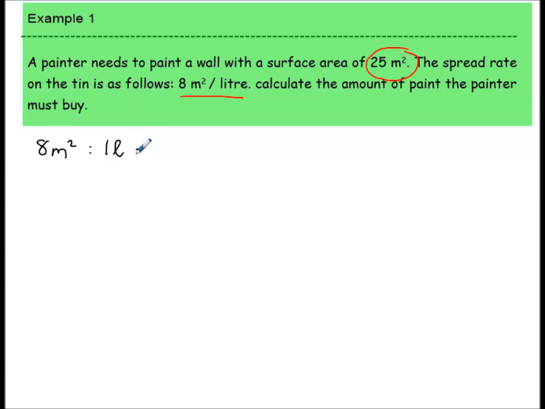We use ratio to find out the other quantity, and if I've got meters squared, I must have meters squared to liters. It's very important that your ratio, if I have meters squared first, I must have meters squared first on the other side of the equal sign. I have 25 square meters, 25 square meters, and I have X liters. That is what I have to find. Next step, fraction form. 8 over 1 equals 25 over X.